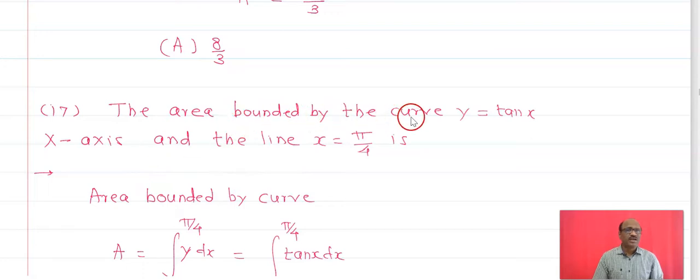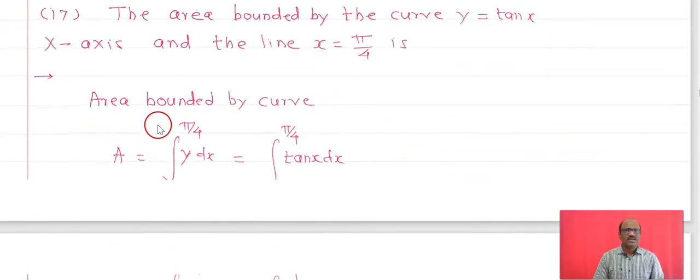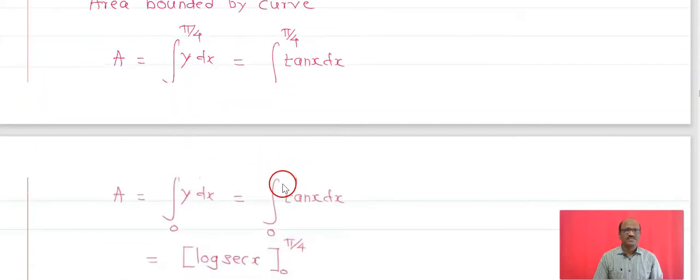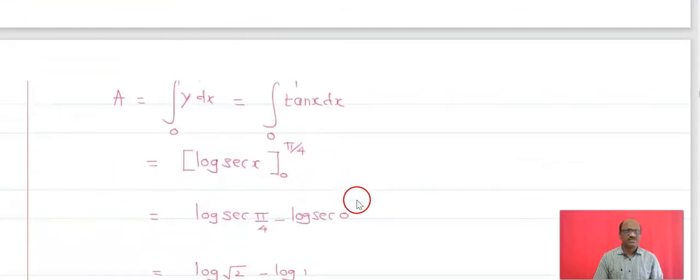The area bounded by the curve y is equals to tan x, the x-axis, and the line x is equals to pi by 4. The area bounded by the curve, that is capital A, is equals to integral 0 to pi by 4. What is the value of y? Y is tan x. Therefore, integral of tan x dx from 0 to pi by 4. What is the integral of tan x? It's log of sec x.